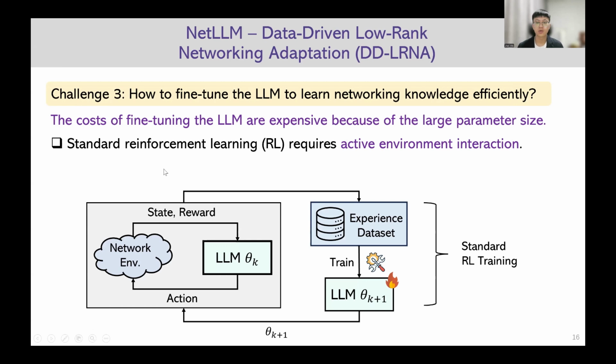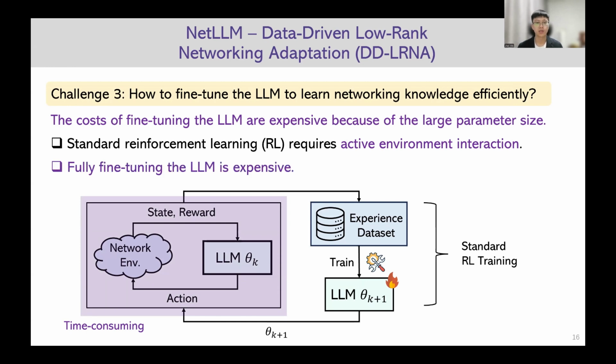So this figure illustrates the timeline of the RL training. If we use this timeline to fine-tune the LLM, we will spend a lot of time having the LLM interact with the environments to collect the experience dataset. This process can be very time-consuming. And to make things worse, if we choose to fully fine-tune the parameters of the LLM, the training time can be even more expensive because of the large parameter size of the LLM.